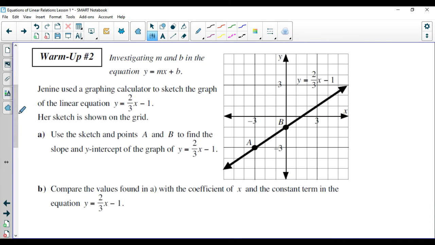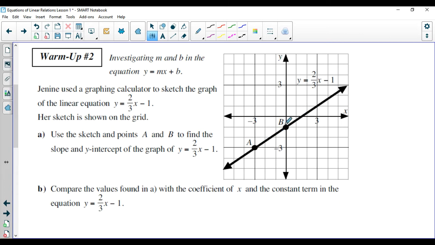Okay, so let's start off by doing a little bit of a warm-up investigation to get to this fact. It says a person uses a graphing calculator to sketch the graph of the linear equation 2/3 x minus 1. Yeah, we could use a graphing calculator to do that, but the big focus in this unit is going to be sketching these graphs without utilizing the graphing calculator. It says, use the sketch and points A and B to find the slope and the y-intercept of the graph of 2/3 x minus 1.